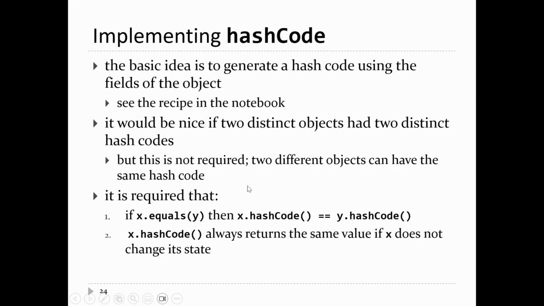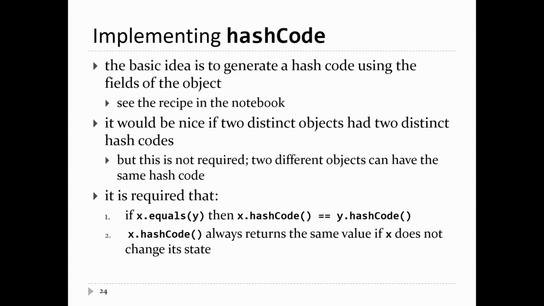There is something, though, that is required. Remember what the hash table is going to use this for: it's going to use it to look for an object. So if two objects are equal, then they had better produce the same hash code, so that the hash table can go into the right bucket and find the thing it's looking for. If x.equals(y) is true, then the hash code for x must be the same as the hash code for y.